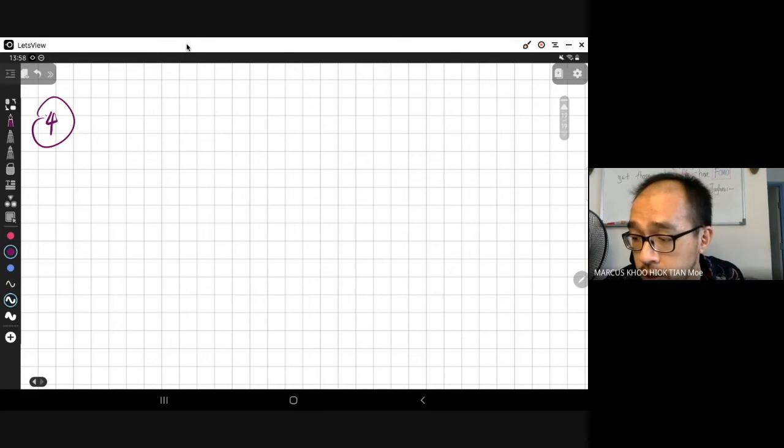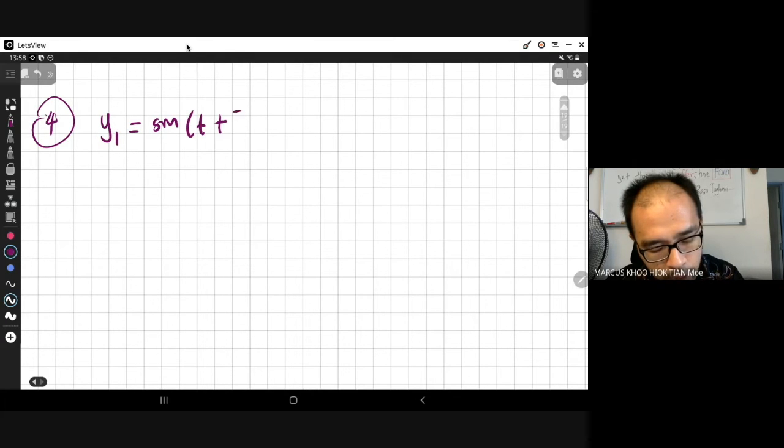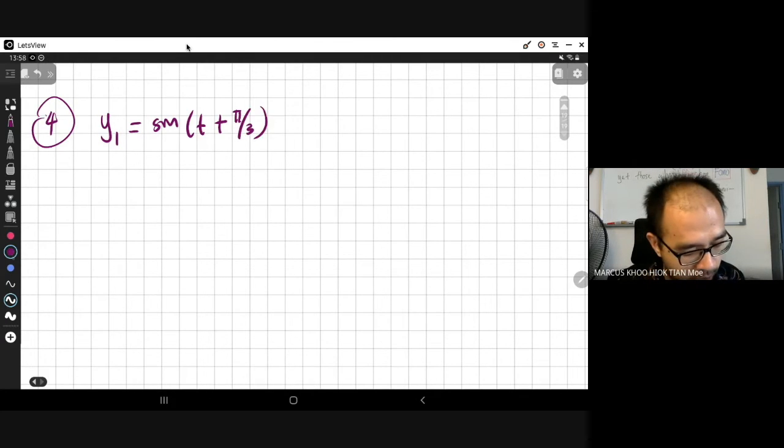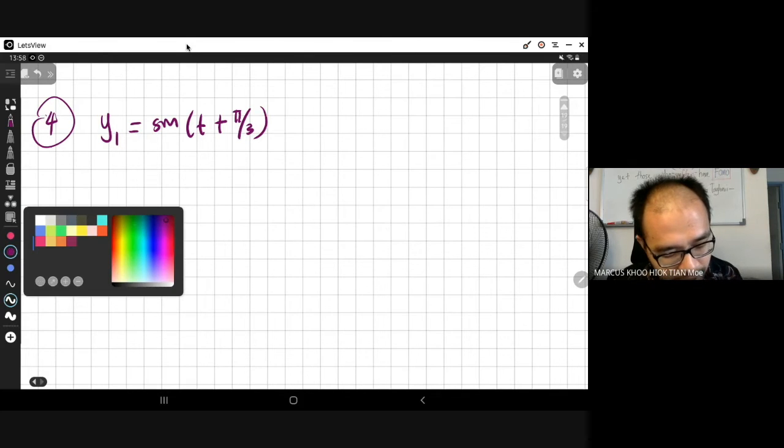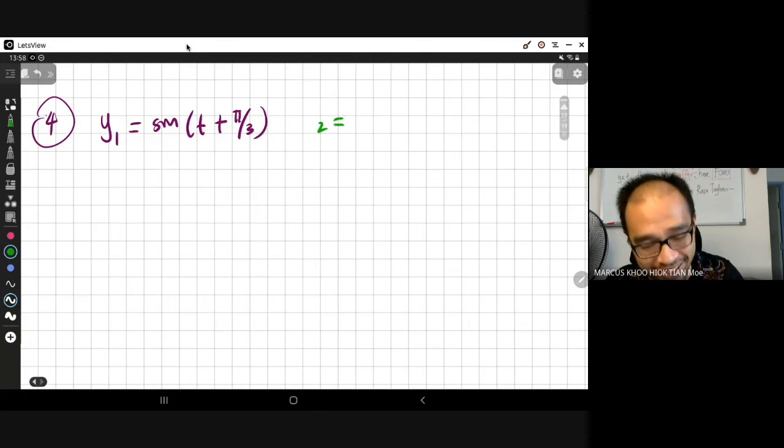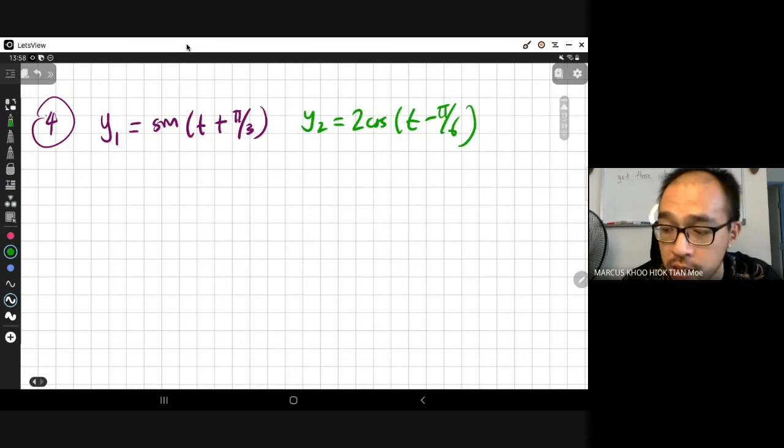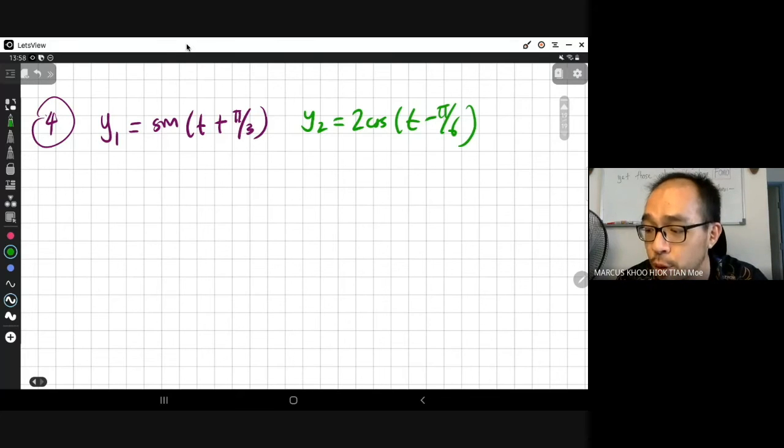Okay, 2 waves originating from the 2 corners of the pool are described by these equations. Y1 equals to sine t plus pi over 3. Let's use green color. Y2 equals to 2 cos t minus pi over 6. Now the question is, the waves combine as they propagate to the middle of the pool. And the combined wave is given by y equals to y1 plus y2.